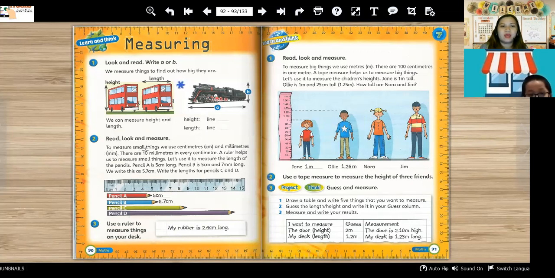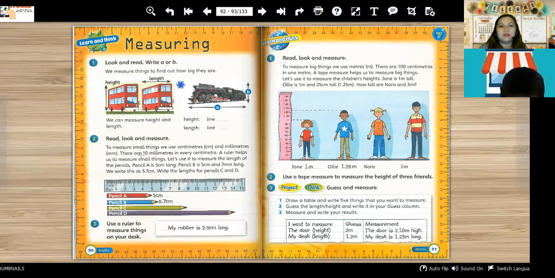To measure small things, we use the centimeters and millimeters. So the cm and the mm there mean centimeters and millimeters. You can write this one, B2, so that you can remember this one, because you will learn this in your class also. Okay. Finished? I finished. Okay, so we have it there.